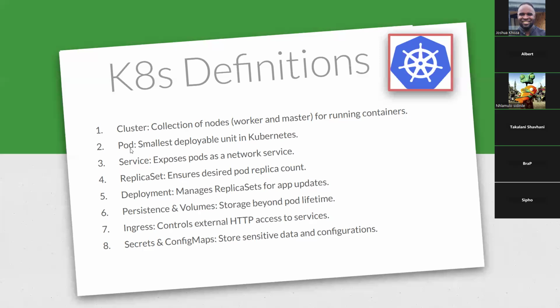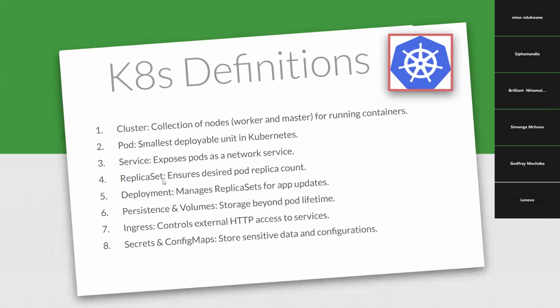And then a pod, it's the smallest deployment unit in Kubernetes. So this is actually what runs the application. And then we have a service, which exposes the pod as a network service. So it's either exposing that specific pod internally in the cluster or out to the outside world, where you can access that specific application running in that pod on the browser.